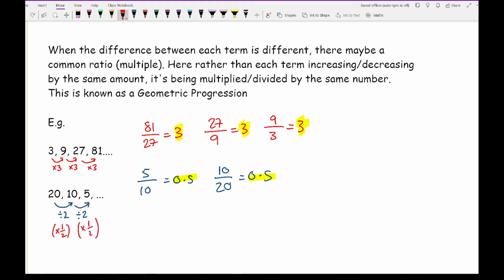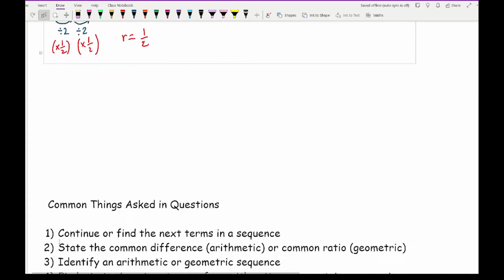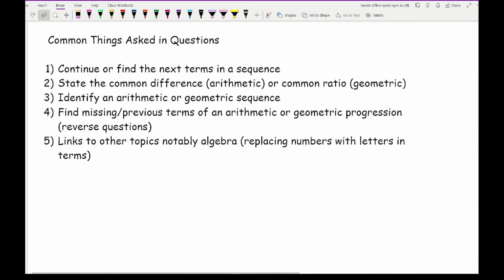So in a geometric progression, we have what we call a common ratio. Here R equals a half, and in the first example, R equaled 3. Common things that are asked in questions: the first is to continue or find the next terms in a sequence when they tell you that it's arithmetic or geometric. It is also a case of stating the common difference in an arithmetic sequence, so what's the relationship from term to term, or what is the common ratio, in terms of what number you're multiplying by to get from one term to the next in a geometric progression.